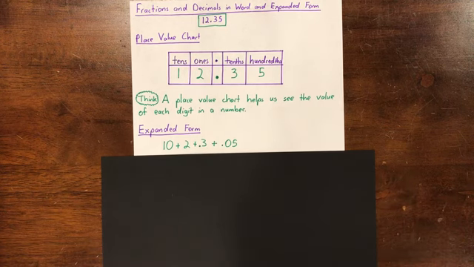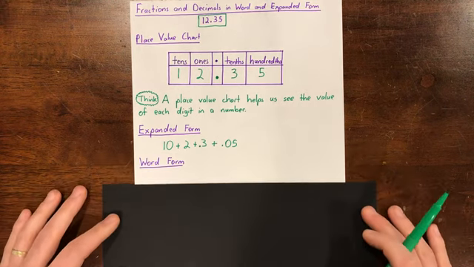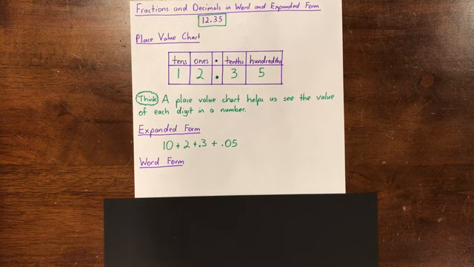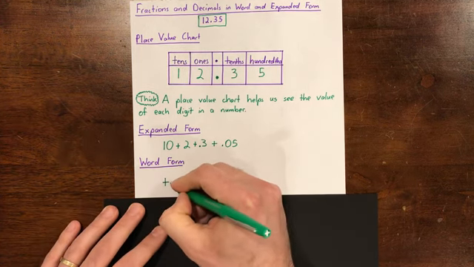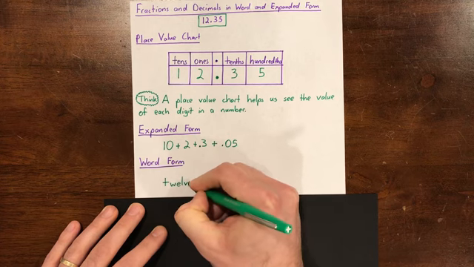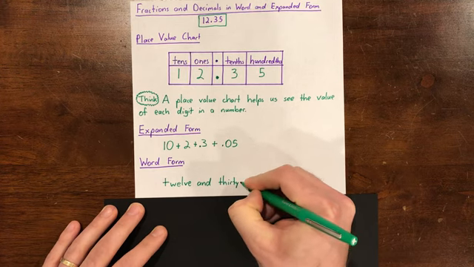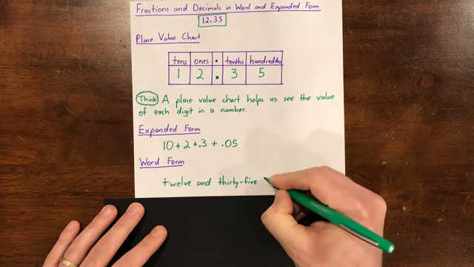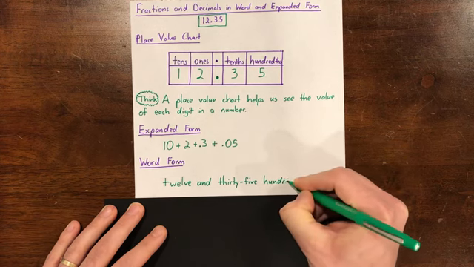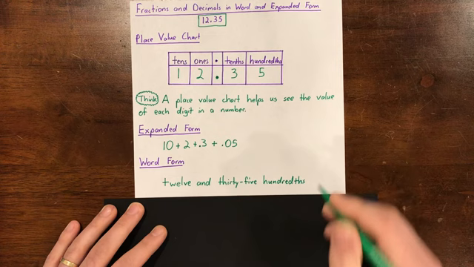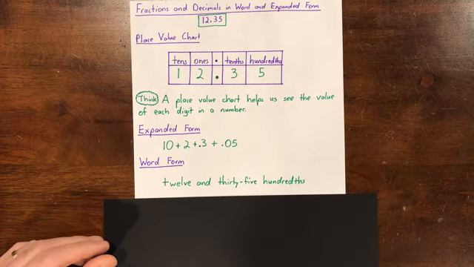Okay, how would you write 12 and 35 hundredths in word form? And explain how you know. Say it out loud. Right. 12 and 35 hundredths. We write it just like we say it.